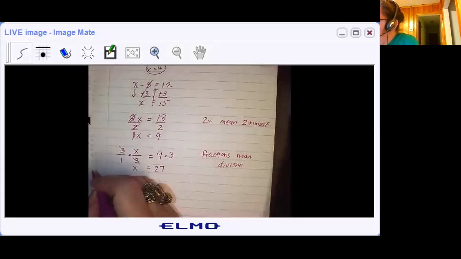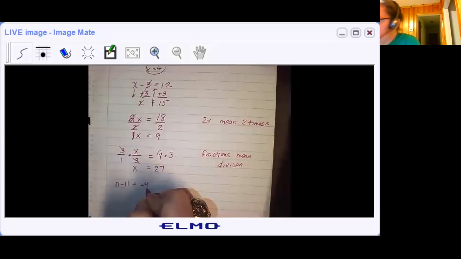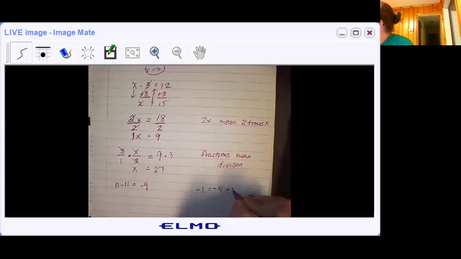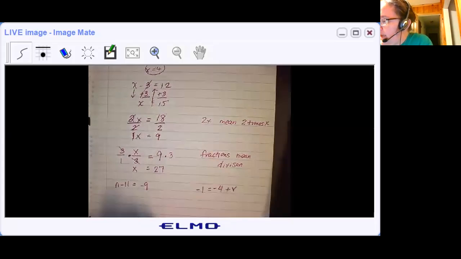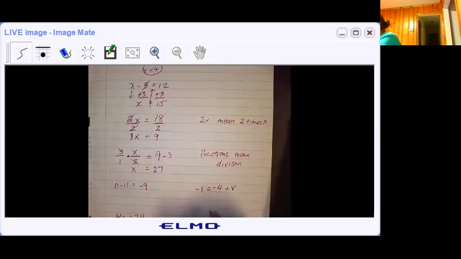N minus 11 equals negative 9. Let's see, negative 1 equals negative 4 plus v. 4a equals 24, and n over 5 equals 9.